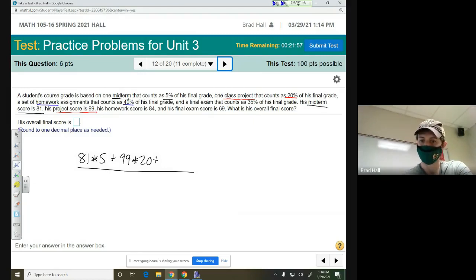Homework, 40%. The student got an 84 on the homework, and the homework is 40% of their grade. And we have one more. Final exam, 35%. They scored a 69 on the final exam. Okay, so that's 69 times 35.